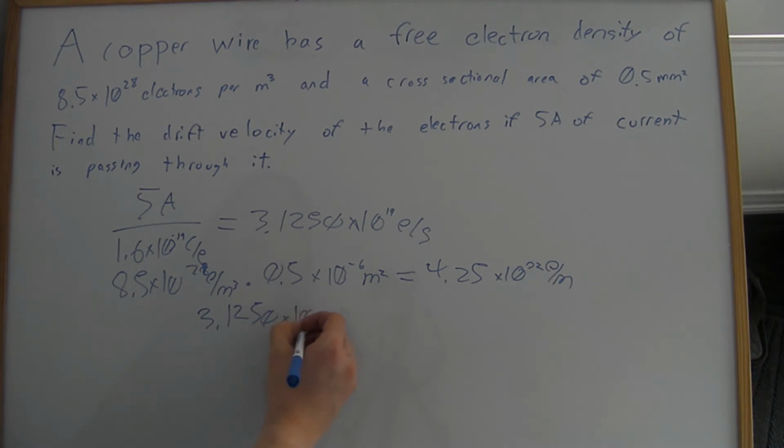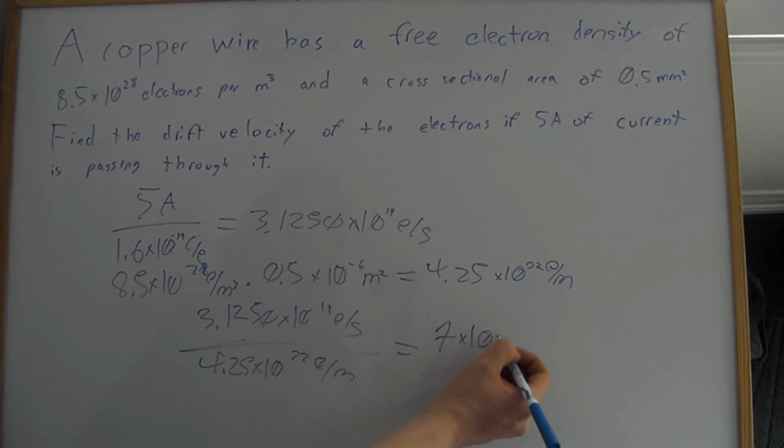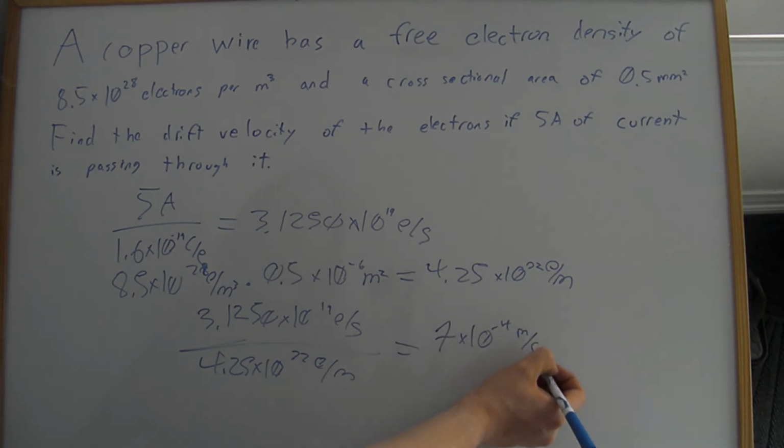3.1250 times 10 to the 19 electrons per second over 4.25 times 10 to the 22 electrons per meter. And that gives us, keeping in mind we only have one significant digit because of the amps, 7 times 10 to the negative 4 meters per second. And so we've arrived at this answer solely by working from the units they've given us and the constants in our data booklet. So it's very possible to solve a lot of these questions without necessarily remembering exactly what you're supposed to do and what the formulas are. If you look at the units, they'll tell you a lot about what you have and what you can work with.